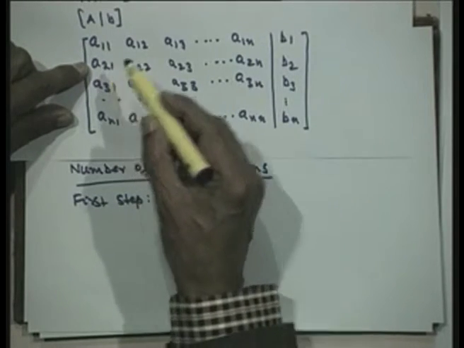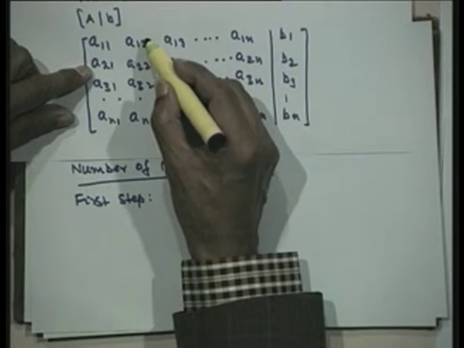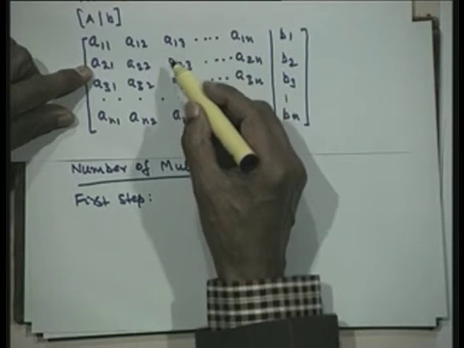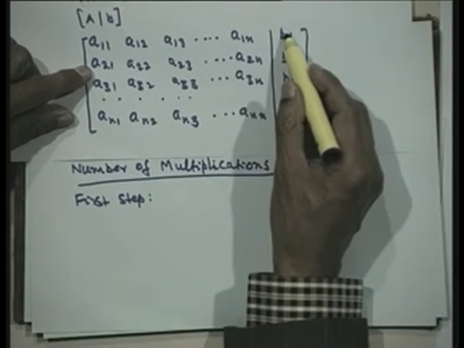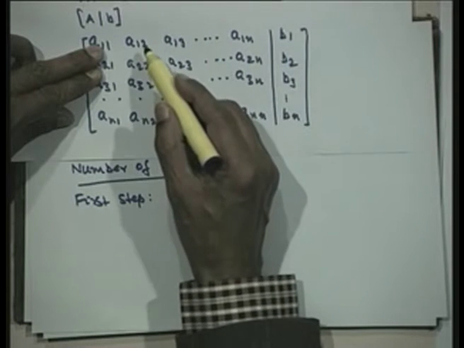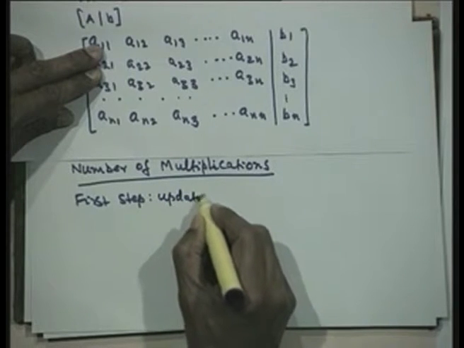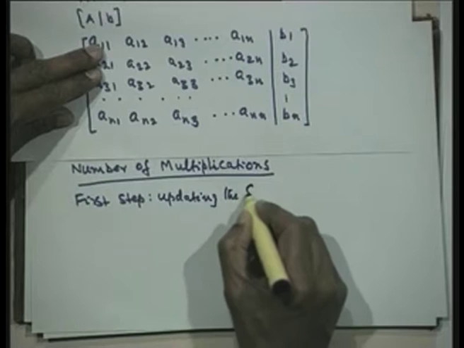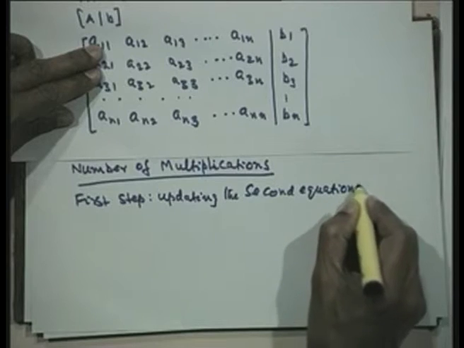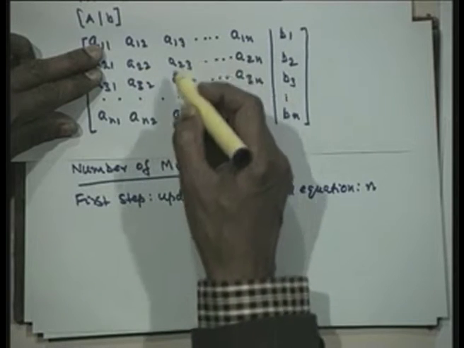Now, what we are doing, producing 0, I am multiplying by a21, subtract all the elements. So, what I am doing is I am multiplying whatever the quantity by a21 and subtracting. So, I am now multiplying n minus 1 plus 1, that is n times, in the first step. So, in the first step for updating the second equation, we are updating the second equation, and that requires total of n multiplications. Multiply, subtract, multiply, subtract and so on.